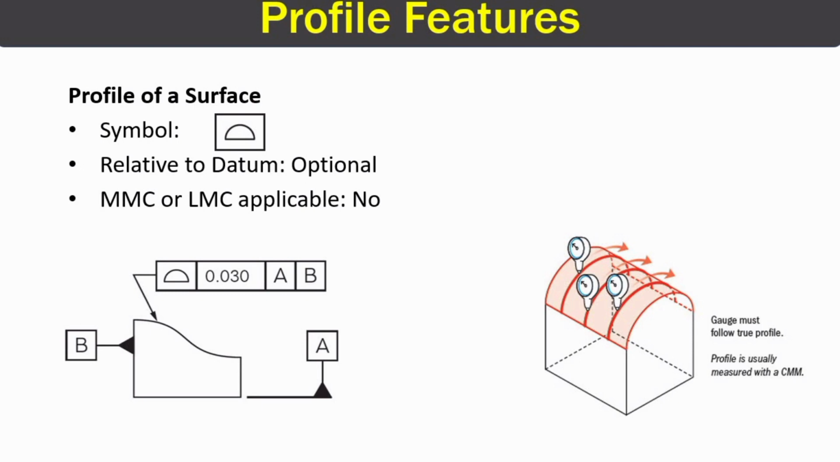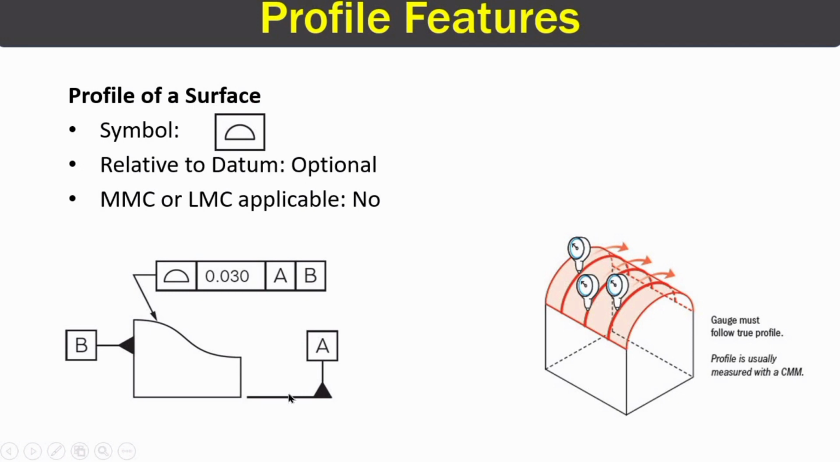The symbol of profile of a surface is shown here, and for datum it's optional and no MMC or LMC is applicable here because profile of a surface is not an individual feature. And here you can see in this image, profile of a surface is shown along with its symbol, and tolerance values are given, and two datums A and B are given. Remember, these datums are perpendicular to each other, datum A and datum B.